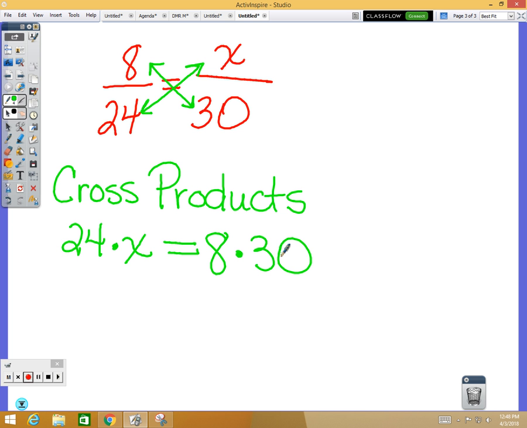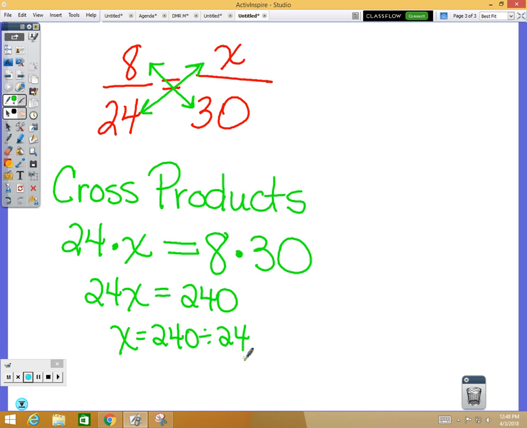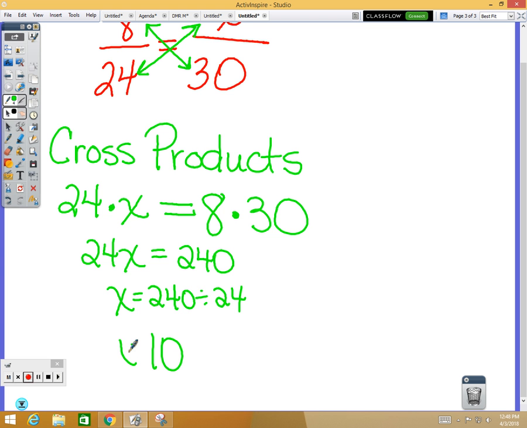So again, the 24 and the x get multiplied, the 8 and the 30 get multiplied. So 24 times x is just going to be 24x. Using your calculator, what's 8 times 30? 240. How would I, this is like a one-step equation. 24 times what is 240? How do you find that number? Division. You would divide by 24. So x would be 240 divided by 24, which a lot of you can probably do in your head, and it is 10. So cross products always works. Always, always. So 8 over 24 is the same thing as 10 over 30.